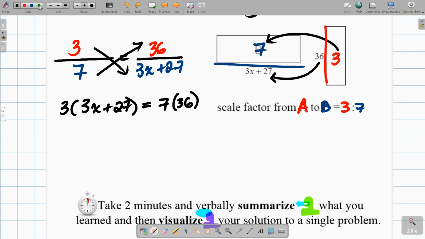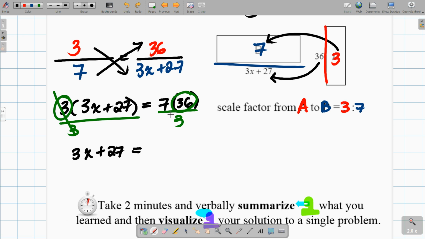Now, just for giggles, I'm going to show you a shortcut. I know that 3 will go directly into the 36, so rather than distribute the 3, I'm just going to divide it out completely. So that 3 cancels that 3 on the outside. It doesn't touch the parentheses. 3 goes into 36 12 times. Now I can do 7 times 12 right here.